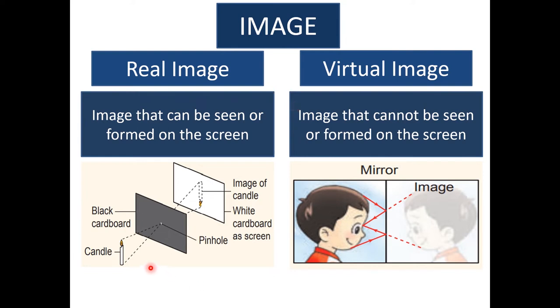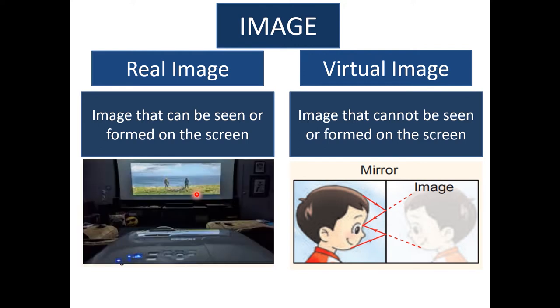Look at this diagram. The image of this candle is shown on a white screen. This shows that the image of this candle is a real image. A real image is produced when a slide is shown on the screen by using a projector. A real image is an image that can be seen or captured on the screen.